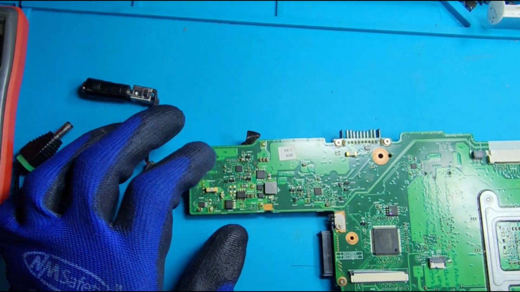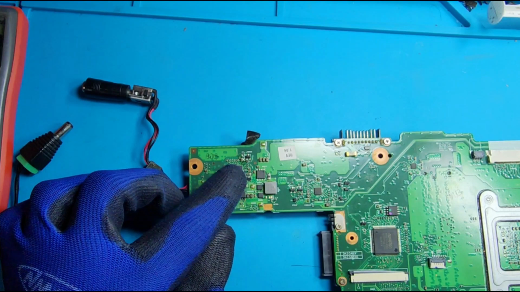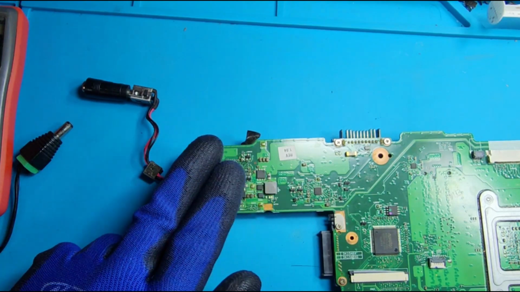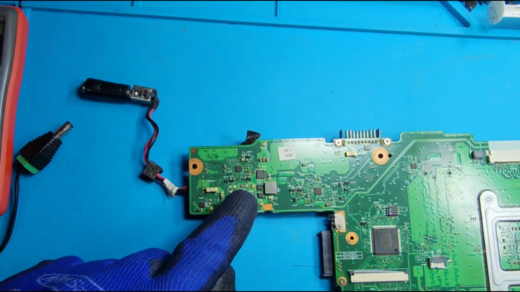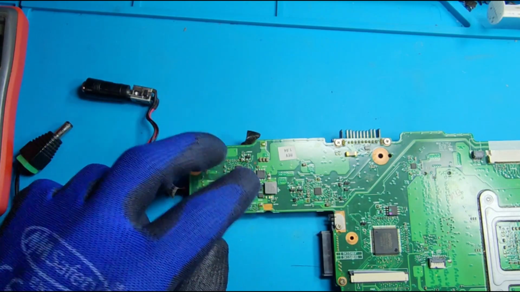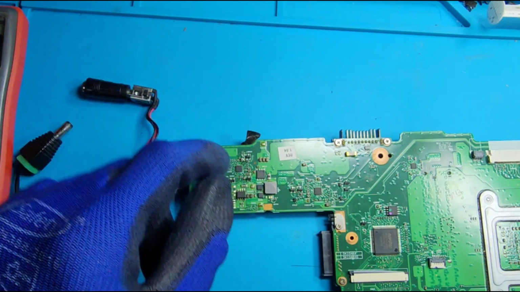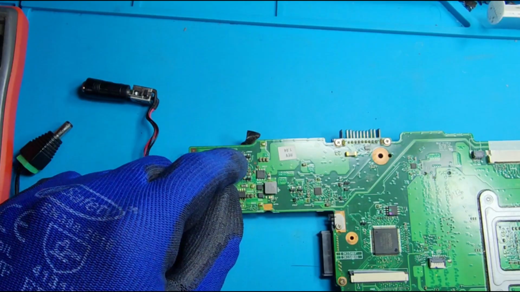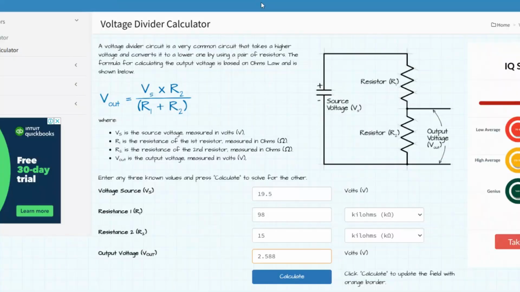If we don't have an appropriate resistor, what can we do? We can take two resistors from the same section of another motherboard. So we can take the two resistors from the ACDET line of another motherboard and replace them here. I'm going to use that method.